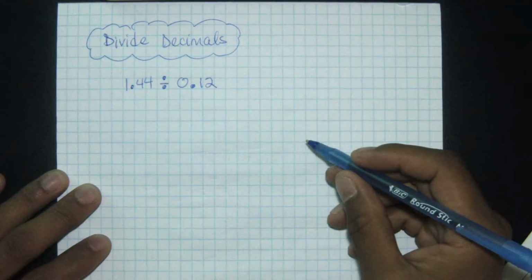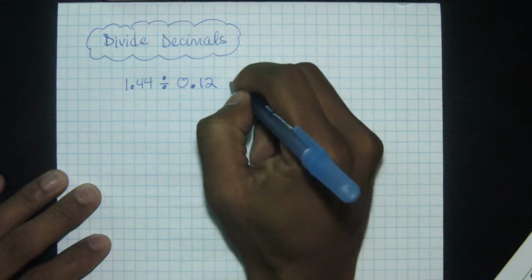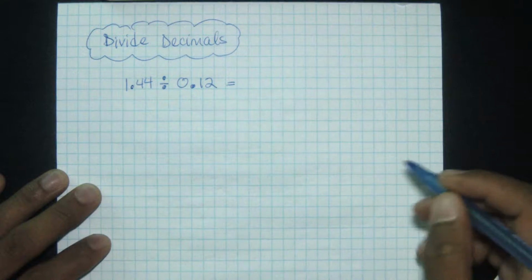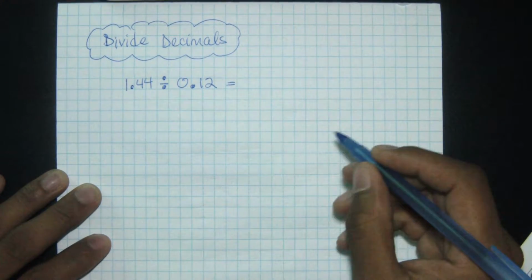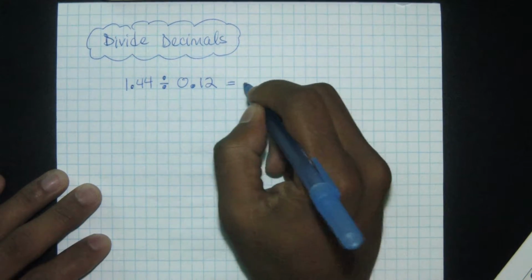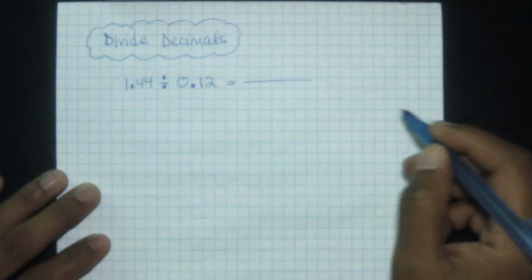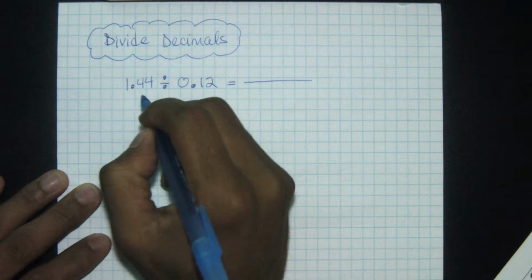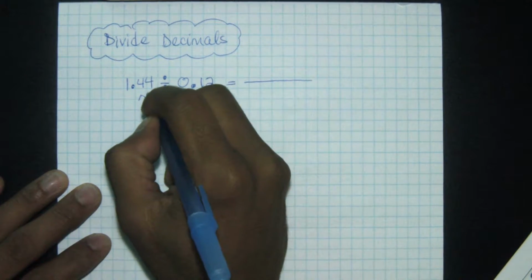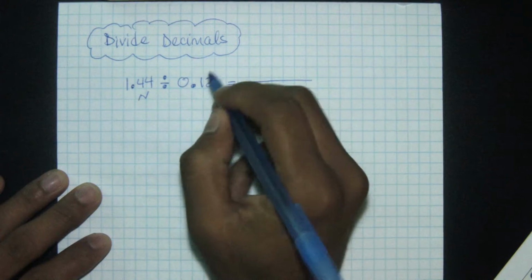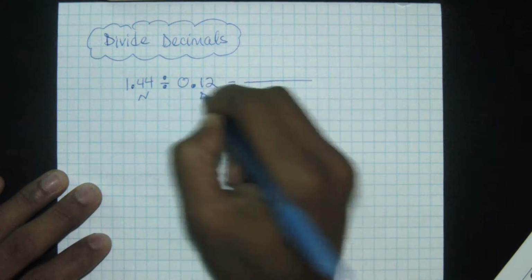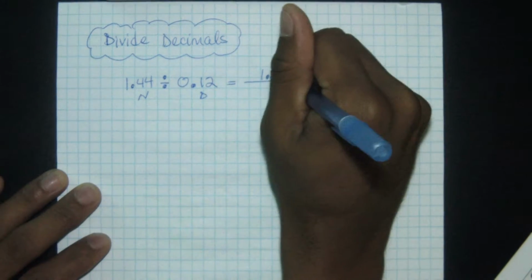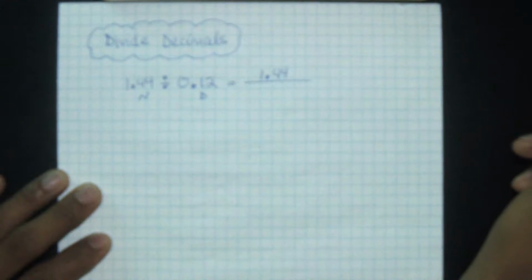Alright, so the first thing we want to do, what I like to teach people to do, is write this as a fraction. When you do that, you have to know what the numerator is and what the denominator is. The numerator is always the first number before the division sign. The denominator is the number after the division sign. So when I write this as a fraction, I'm going to have 1.44 on the top as the numerator.